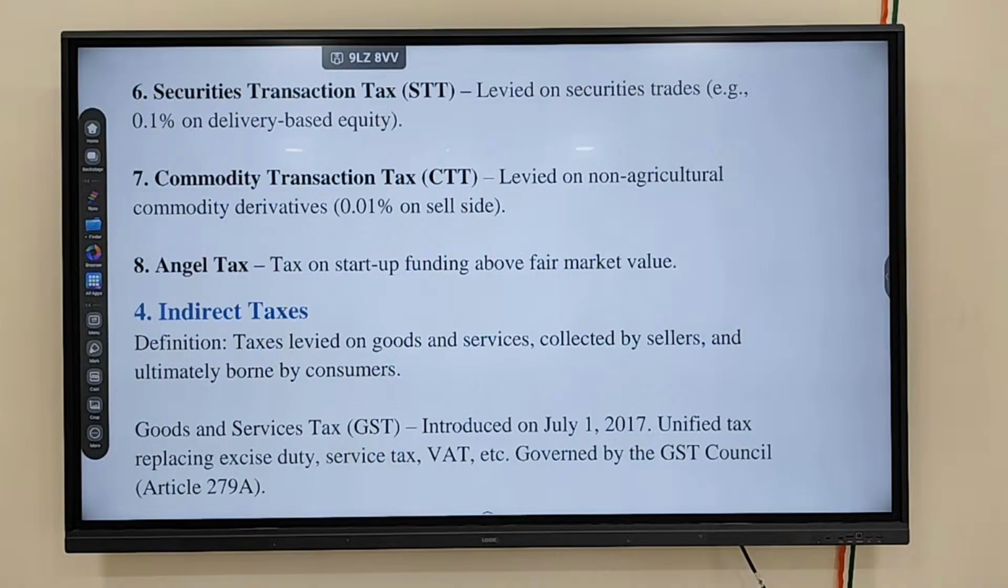Gift tax is exempted for parents, spouse, siblings, relatives, and also the gifts received during weddings, and also the property that is inherited and given as a gift.